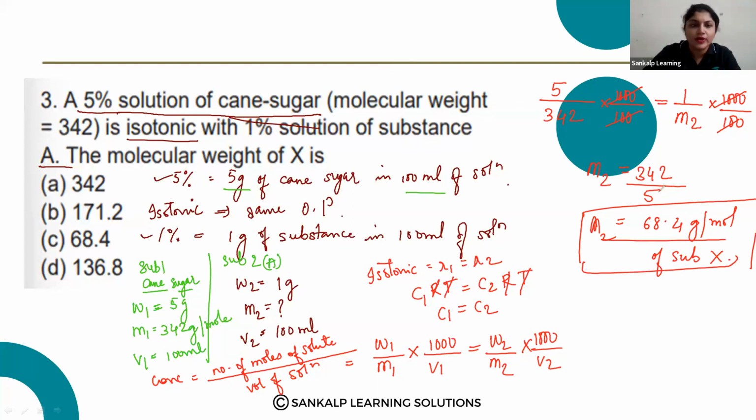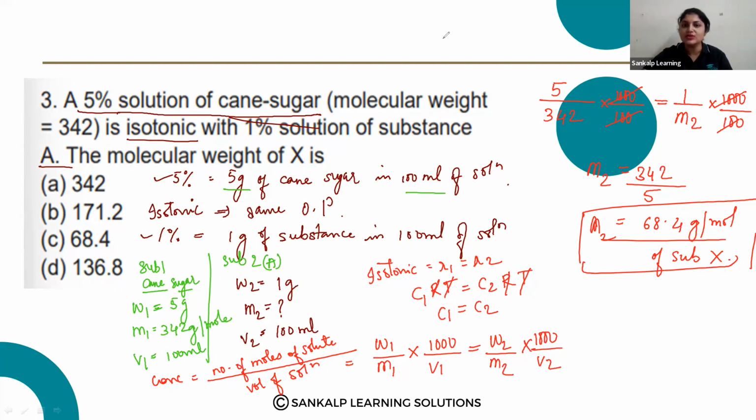So what is given? There are two solutions, two substances. One is a cane sugar solution and another is an unknown solution. A 5% solution of cane sugar, molecular weight is given. 5% means 5 grams of cane sugar in 100 ml of solution. Another substance X is a 1% solution, so it is 1 gram of substance in 100 ml of solution.